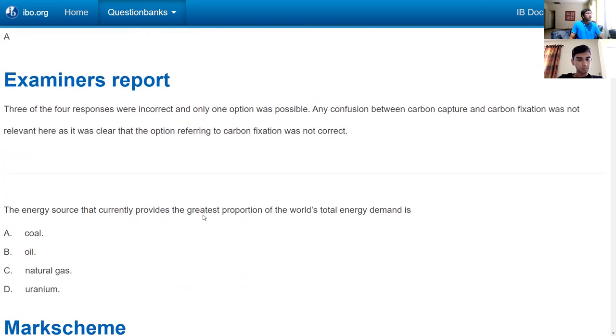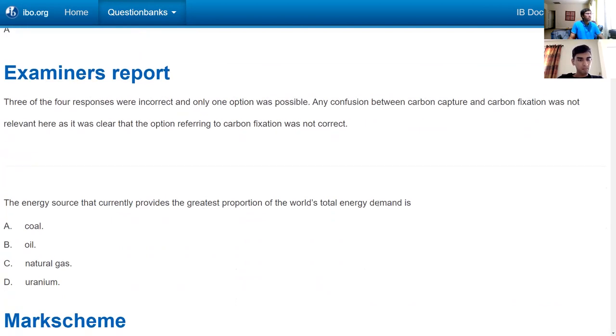The energy source that currently provides the greatest proportion of the world's total energy demand is? See, I don't know these types of questions. It's not physics. Yeah, this doesn't seem like physics. I would probably go with coal. I don't know, I feel like that's just the United States, though. I know oil does pretty much all the transportation industry.